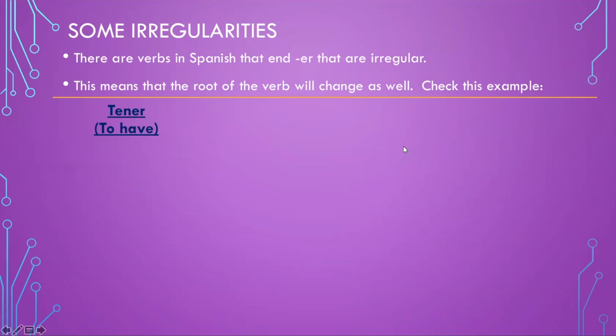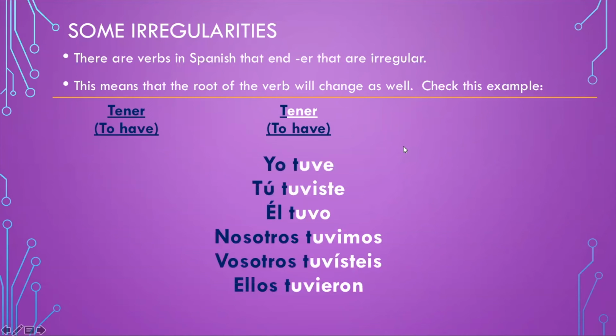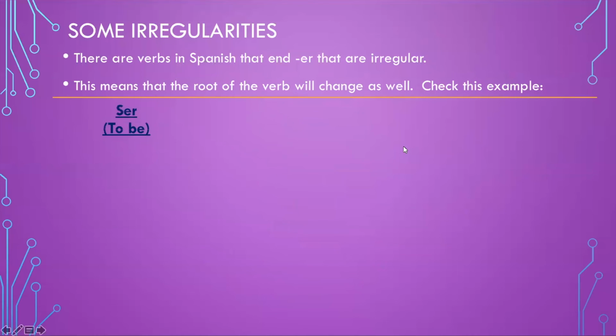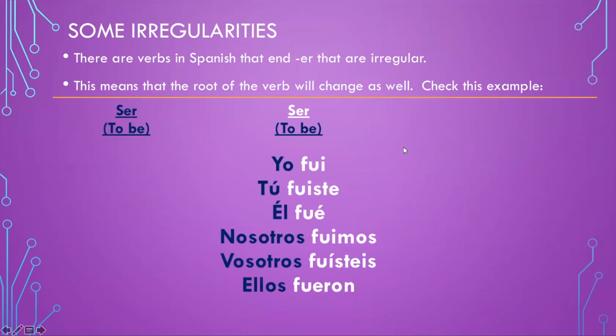Another one that will change is tener. Once again, it's going to change almost the whole thing. Have a look. Yo tuve, tú tuviste, él tuvo, nosotros tuvimos, vosotros tuvisteis, ellos tuvieron. Finally, we have ser, to be. And this is going to change completely. Yo fui, tú fuiste, él fue, nosotros fuimos, vosotros fuisteis, ellos fueron.